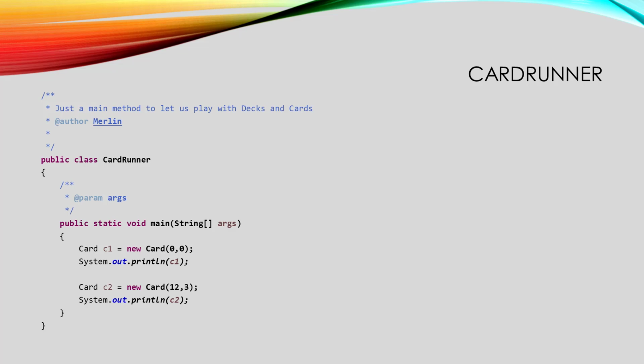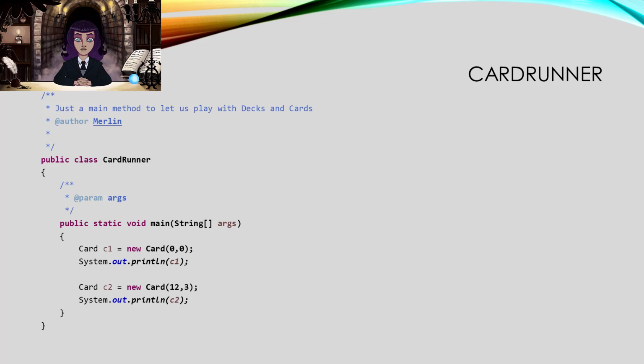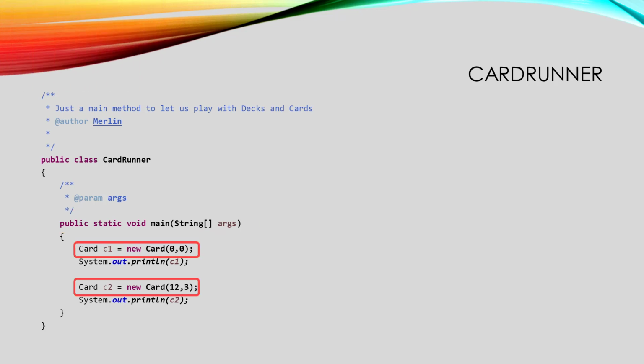In order to play with our card and deck classes, we're going to need to build a runnable class named CardRunner. Remember, a runnable class is one that has a main method. You should be able to recite public static void main String array args. This main method just creates two cards and prints them out.